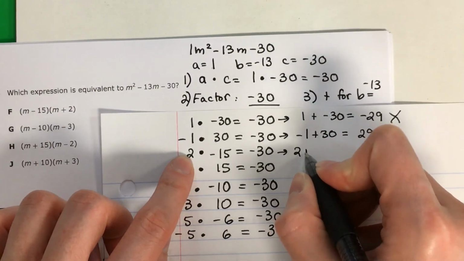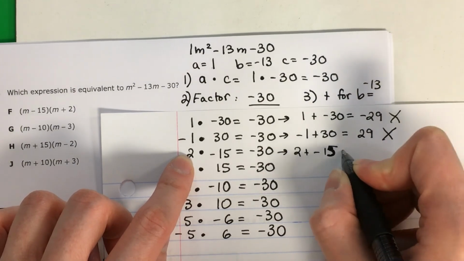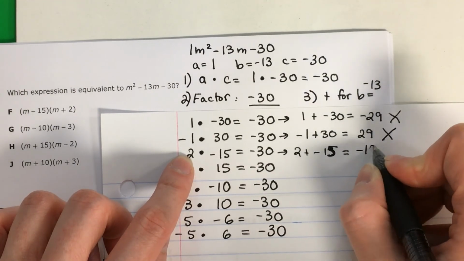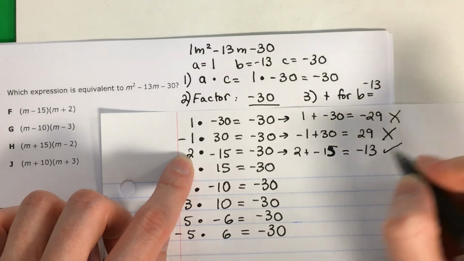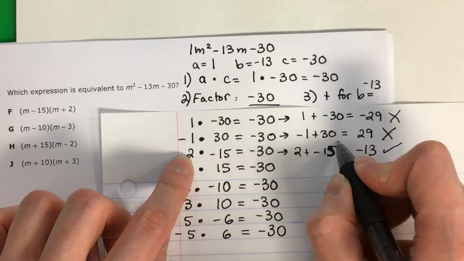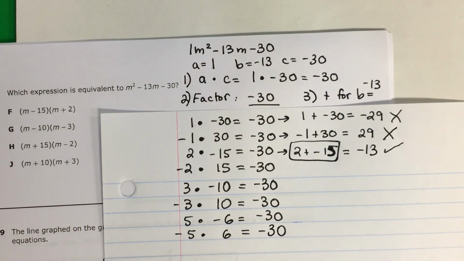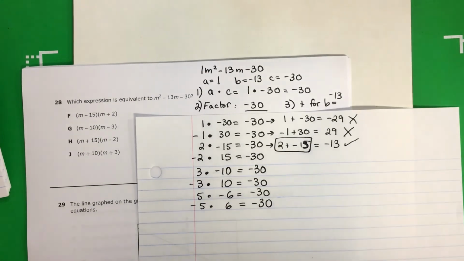Next is 2 plus negative 15. That's negative 13. That one actually worked. These are what I want. I want negative 13. So 2 plus negative 15 are the numbers that I will use. Let me go ahead and zoom out here.